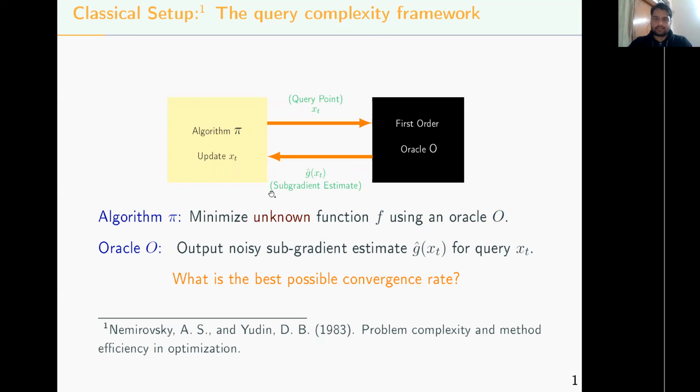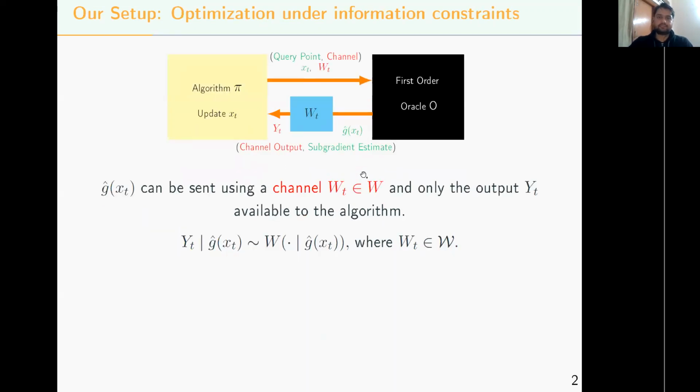Now let me describe our setup for information constraint optimization. The big change with respect to the classical setup is this blue box here, and it's called a channel. It's essentially a bunch of distributions, different distributions corresponding to different gradient values. What the algorithm does is, at every iteration, along with querying a point xt, it will also tell the oracle, hey, use this channel wt at iteration t.